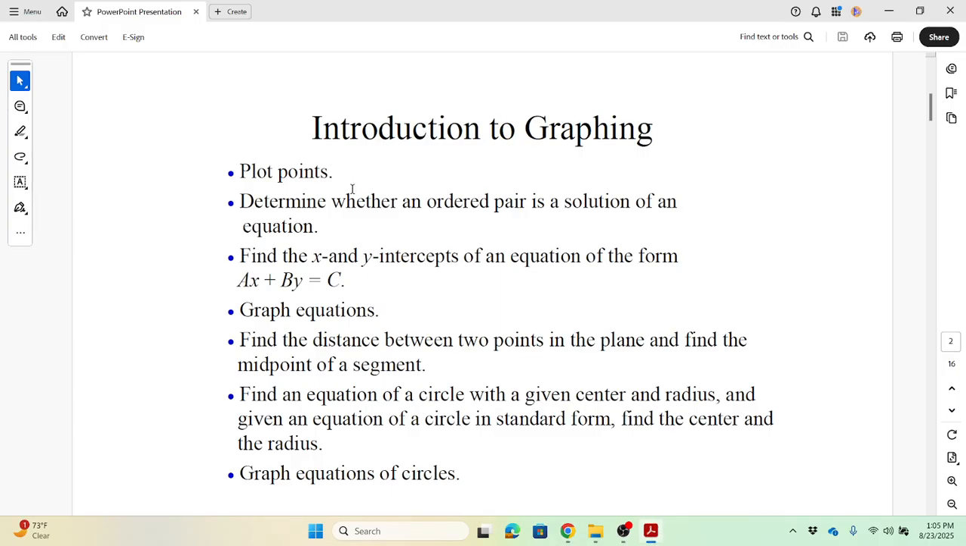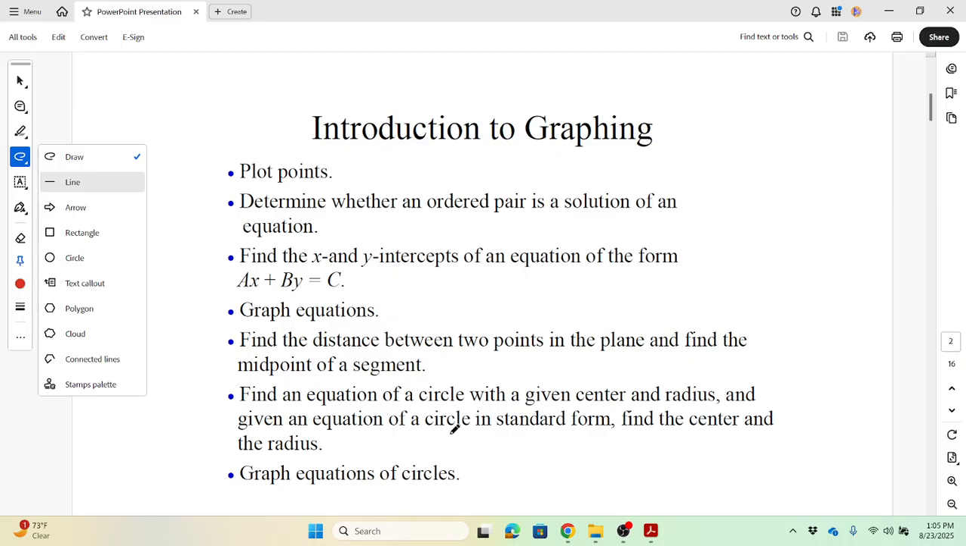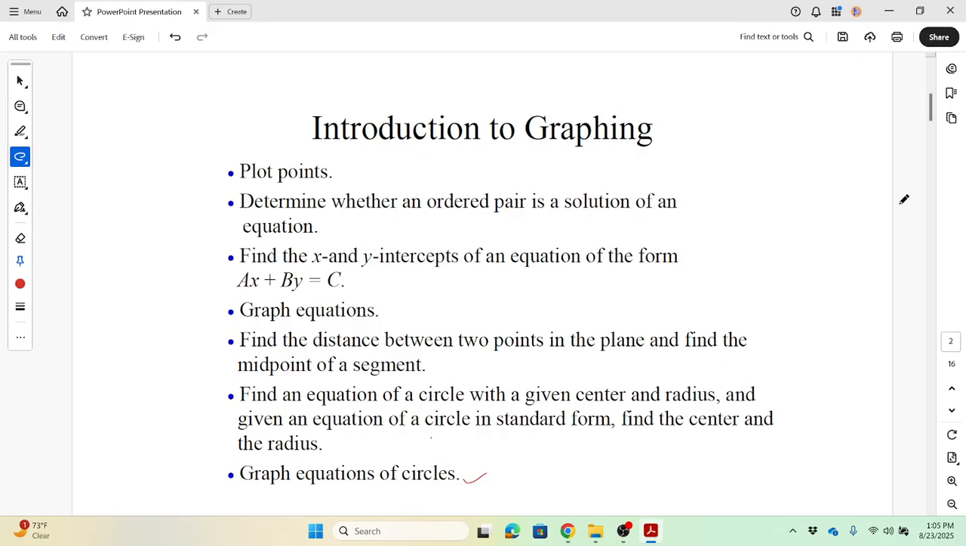So we start with plotting points, and then after that we will talk about equations, how to plot the graph of an equation, and we're going to discuss the distance formula, how to find the distance between 2 points, and then after that we're going to talk about circles, how to plot the graph of circles. So these are the topics we're going to cover in this section.